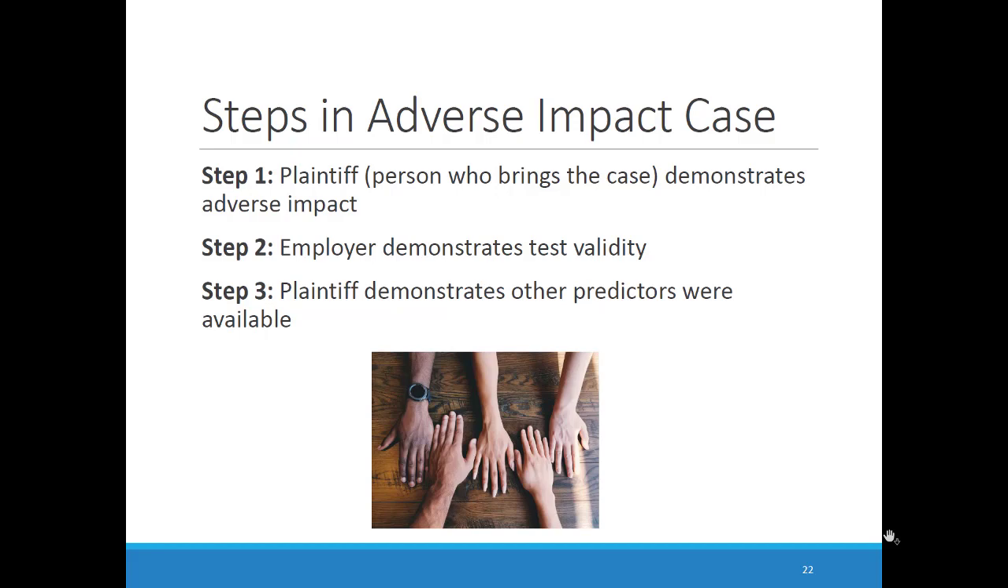Step two is that the employer can demonstrate the validity of the measures that they're using for selection. You might remember that I said it's important to have tests that are legally defensible, and this is how that would play out in real life. Step three, the plaintiff determines other predictors were available. If the employer is able to demonstrate that the test is valid for predicting job performance, which would involve showing content validity, construct validity, and criterion-related validity, and prove that, the plaintiff can then say, okay, here are some other predictors that were available. Here are some other selection methods that you could have used that are equally valid but don't demonstrate adverse impact. So let's go through these in a little bit more detail.